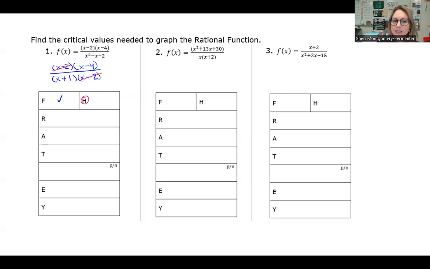So if the factor is x minus 2, then where is the hole going to be at? It's always going to be opposite of what it is in the factor. So if the factor is x minus 2, then where is the hole going to be? It's going to be at plus 2. So x cannot be equal to 2. There's a hole.